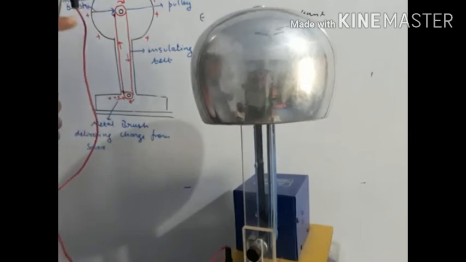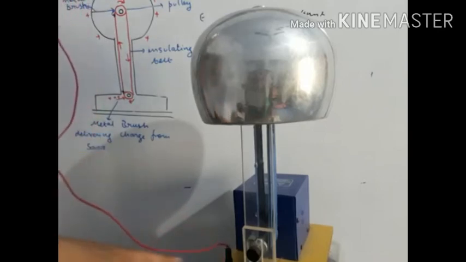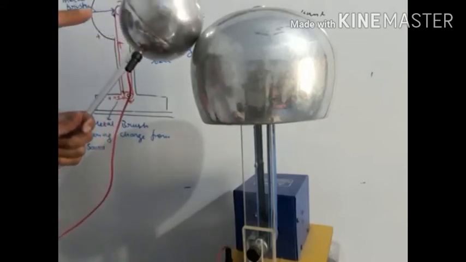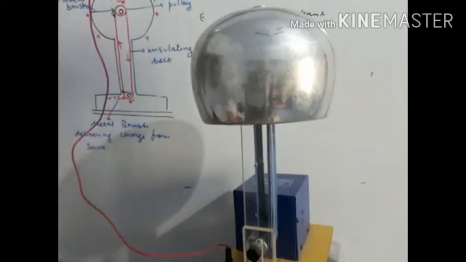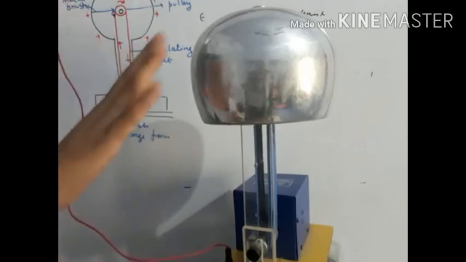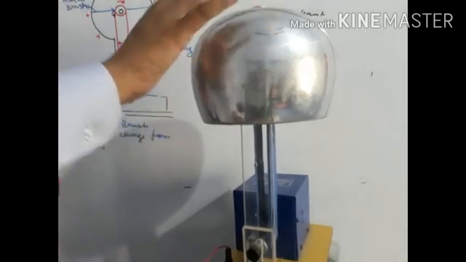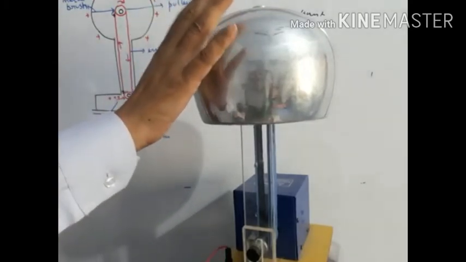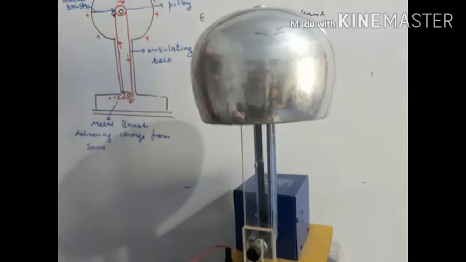This part has been connected through a wire to the earthing. So whatever excess charge was there has now flown through this wire to the earth. Now it is safe to touch. See, I can touch it quite easily. That is the only precaution that we should use: without earthing this, we should not touch it. Otherwise you may get a fatal shock.